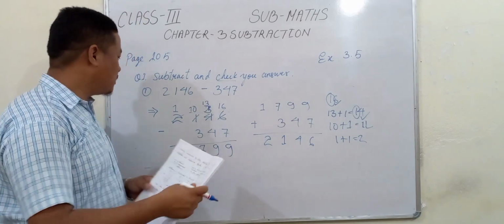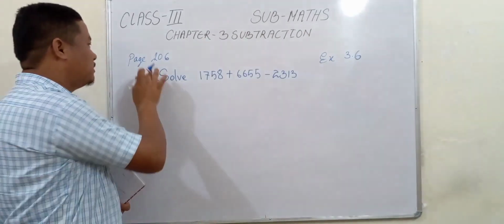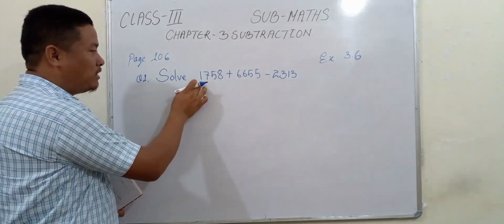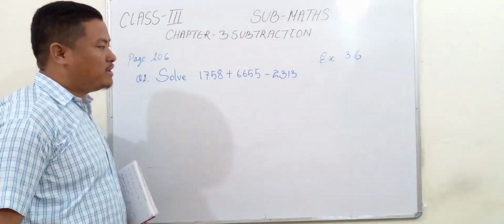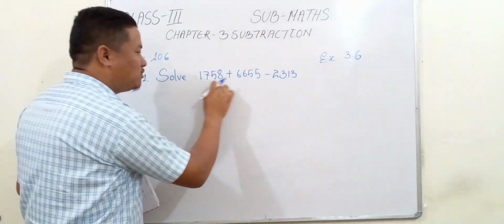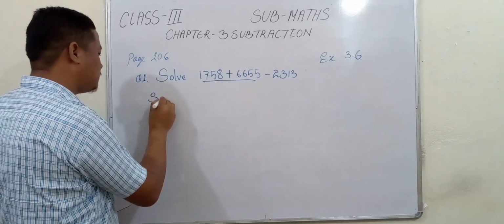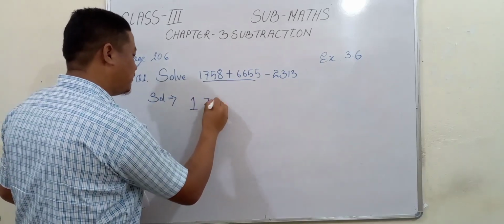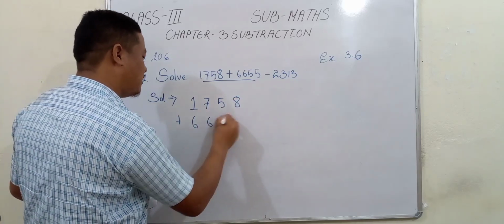So one more question is there, question number 2. That one you have to practice at home. Now come to page number 106, exercise 3.6. Question number 1. Solve 1758 plus 6655 minus 2313. So first we'll add these two numbers. First add these two numbers. So let us find out, 1758 plus 6655.